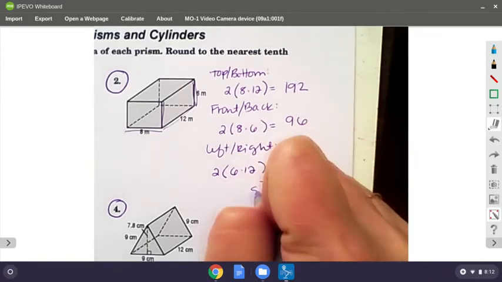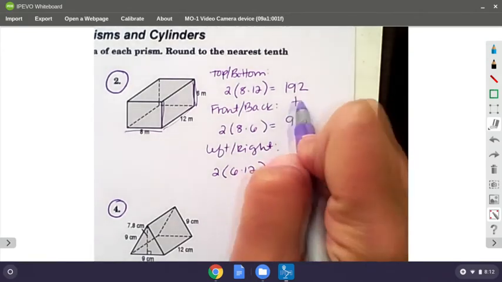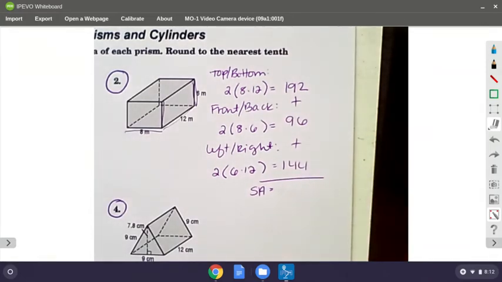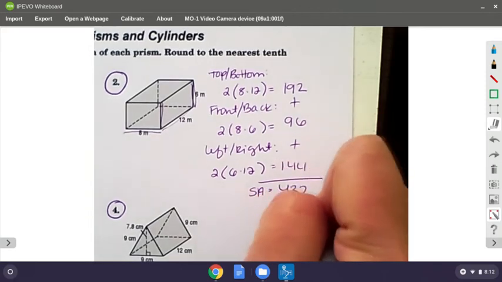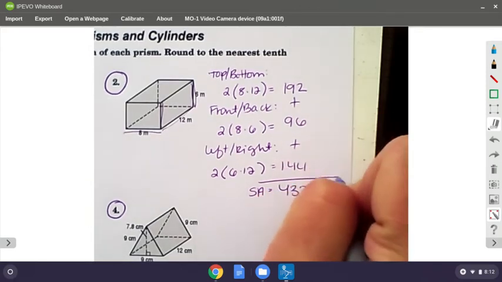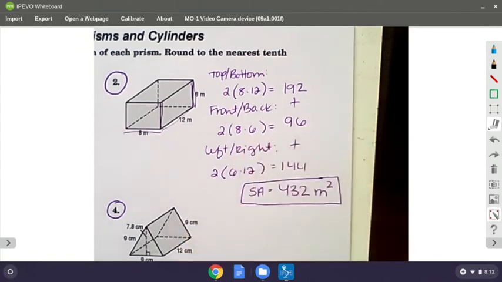And then lastly, for the total surface area, you're just going to add them all together. So we're going to have 192 plus 96 plus 144, and we get 432, and that's square meters. Okay, so that's a rectangular prism. Like I said, I like to just find the area of all the sides and then just add them together.